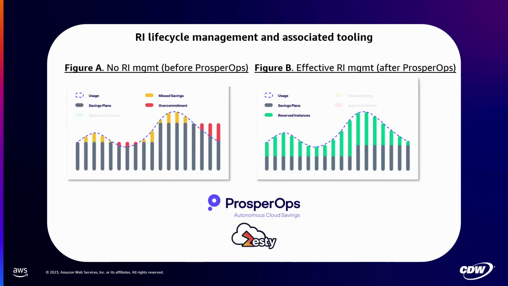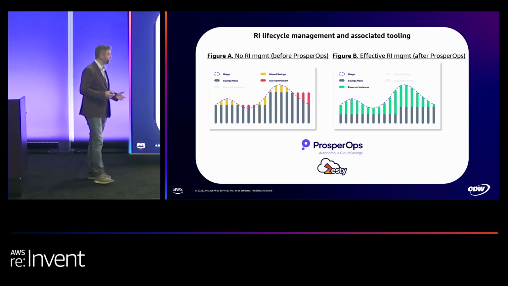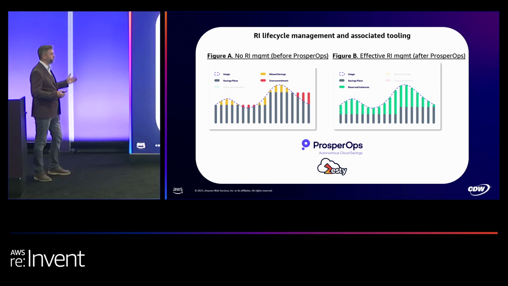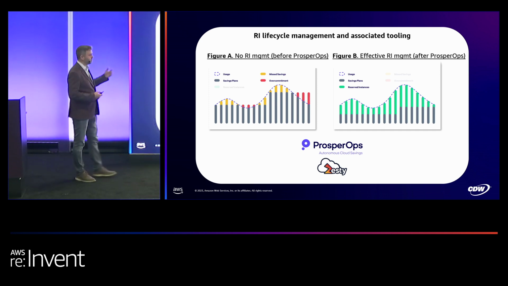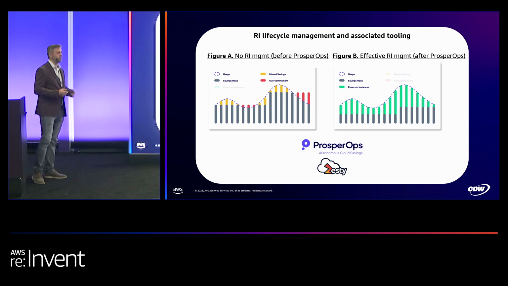There's also tools out there that will help you with your reserved instance management lifecycle. So obviously, if you buy too many RIs and you don't use them, that's once again money lost, so you can have an overcommitment. And whether it's ProsperOps or Zesty, these are tools that actually can manage the life cycle of your RIs, can even get you out of RIs that have been purchased for like 3 years.